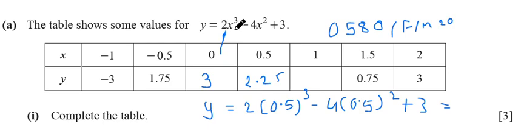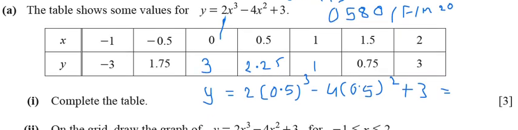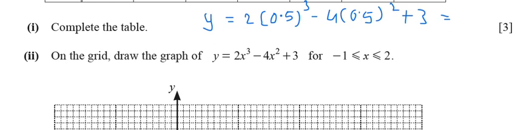Similarly, when x is equal to 1, 1 cubed is 1, times 2 is 2, minus 4 plus 3. 2 plus 3 is 5, minus 4 is 1. So this is the required answer. We do have one more part here.